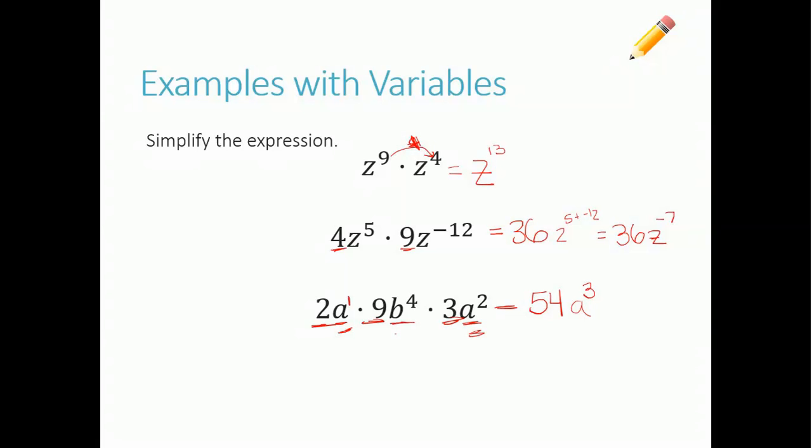Now notice, guys, there's nothing with this B. B is all alone. Don't forget about the little loner that doesn't have anybody to combine with, but he is still part of the answer. So do not forget, make sure that you check through the entire problem to make sure you have combined everybody and you didn't forget anybody that was not able to be combined with anybody.